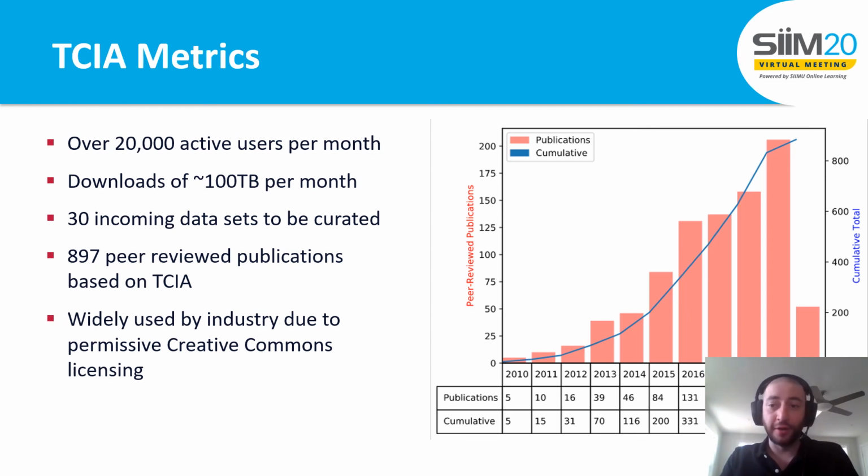We have another 30 or so incoming data sets that are being actively curated, so lots more stuff coming down the line. And nearly 900 publications have now been written about the data, as well as lots of anecdotal feedback from folks on the industry side of things, letting us know that it's been really helpful to them getting their businesses started thanks to the Creative Commons permissive licensing.